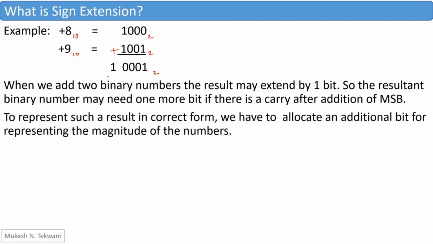To represent such a result in the correct form, we must allocate an additional bit for representing the magnitude of the numbers. What it means is, if my two numbers were of 4 bits each, the final result of the addition cannot be accommodated in 4 bits, and so we must do a sign extension, or we must extend the number of bits.